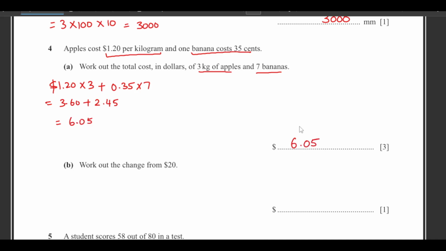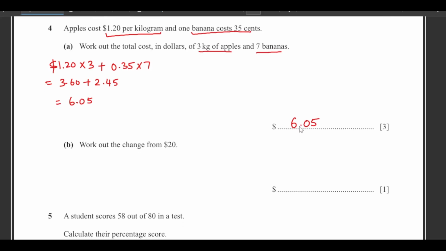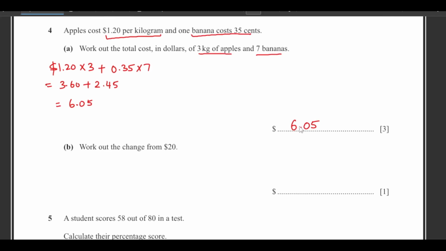So 6.05, right? Now work out the change from $20, meaning he is giving $20. How much change will he get? Just a simple question, you need to subtract 20 minus 6.05. It gives us 13.95.